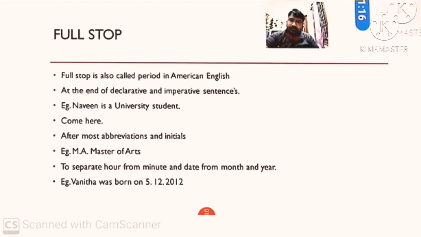The first example is the full stop. A full stop is also called a period in American English. It is used at the end of declarative and imperative sentences, for example, Naveen is a university student. Next example, come here. It is also used after most abbreviations and initials like M.A., Master of Arts, and to separate hour from minute and date from month and year. Vanita was born on 5.12.2012. Like that, we can use the full stop. It is a very easy thing. Now let us move to the next one.